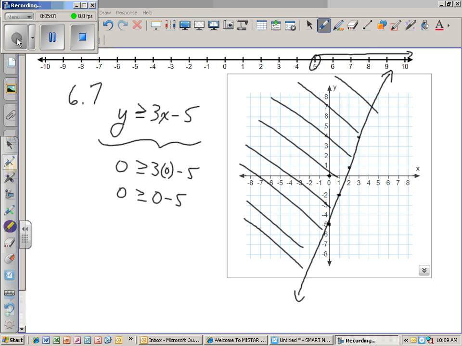Yes? That is absolutely correct. If it was less than 3x minus 5, it would be on the other side. So what I want you to do is graph these straight lines, pick a point, and I think the easiest point to pick is 0, 0, and see if they work. Will you do another one?